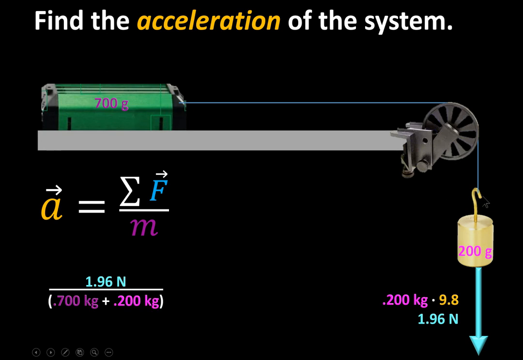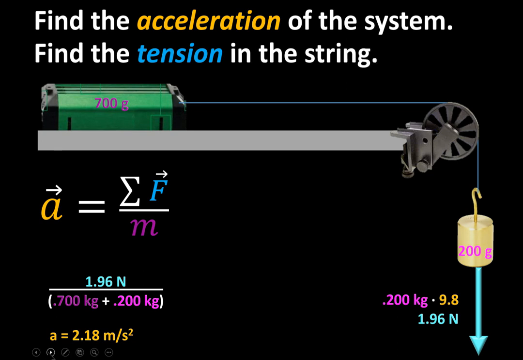Now, it's not just accelerating this one mass anymore, it's accelerating both masses. So it's not going to be moving at 9.8. The force is 1.96, but it has this extra mass. So to figure out your acceleration, you have to add that extra mass to it, of course converting it to kilograms. Then find the tension in the string.